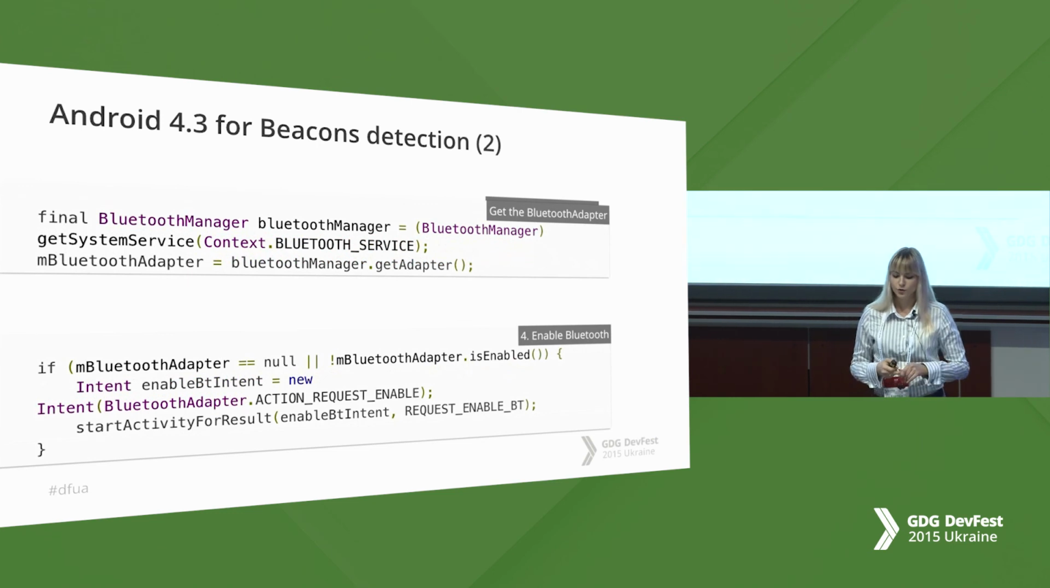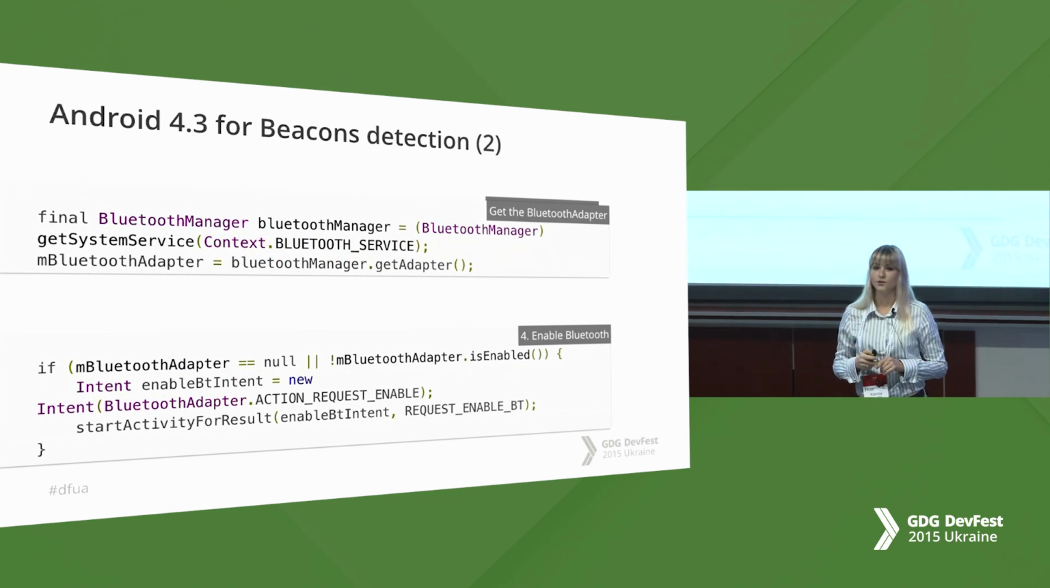And in order to interact with BLE, you should create a Bluetooth adapter, and all BLE interactions are done using the Bluetooth adapter. It can be retrieved from the Bluetooth manager, and the Bluetooth manager can be retrieved using the getSystemService method. And then you should enable Bluetooth if it was not enabled previously. And you can see in the second piece of code how it should be done.